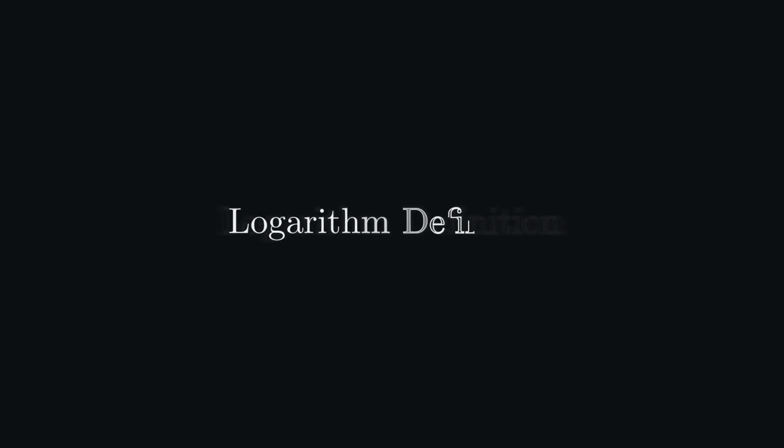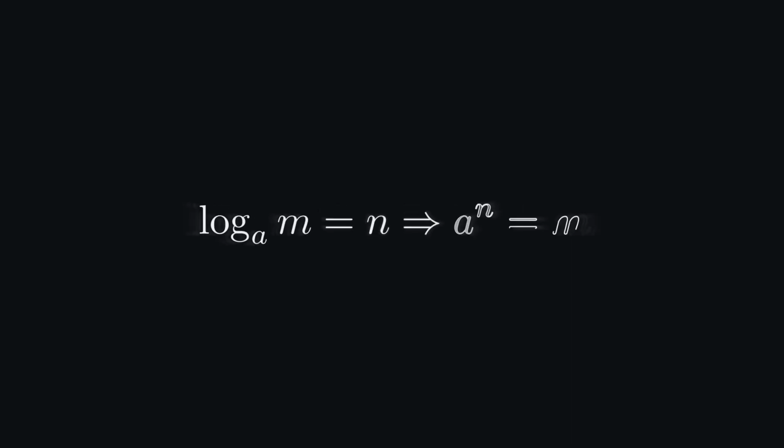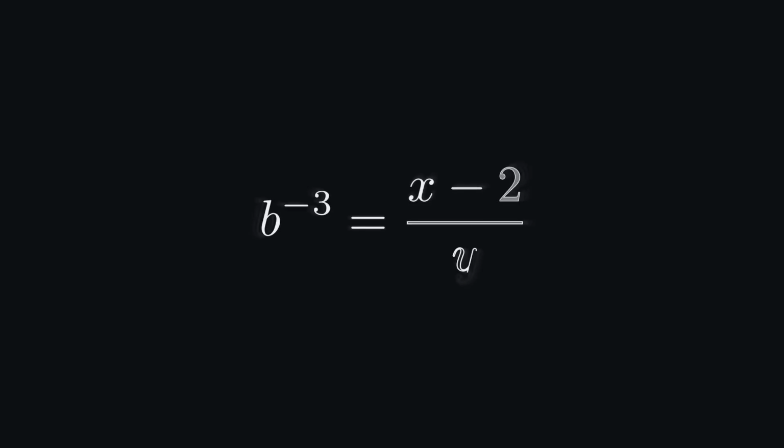Now, let's look at the definition of a logarithm. The definition tells us that if log base a of m equals n, then a raised to the power of n equals m. It's time to remove the logarithm from our equation. This gives us b raised to the power of -3 equals the fraction (x - 2) over y.